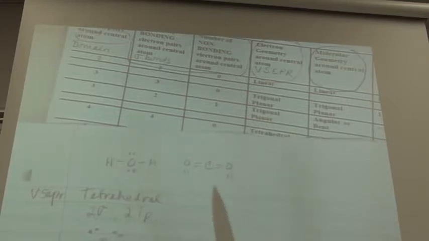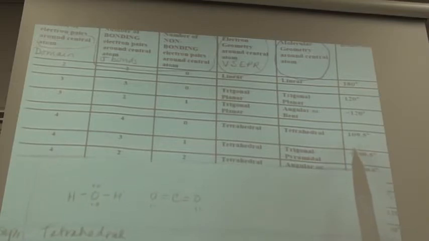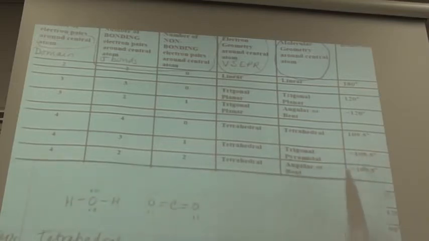If I were to draw a representation of water, this is how it aligns itself in space. And this is my 2D representation of a 3D thing. These are sticking out as far away as possible. This is the shape it will take, bent, to minimize the repulsion of the electrons. Now, the bond angle between the central atom and the ligands, for a bent molecule, is 109.5 degrees, that you need to know.